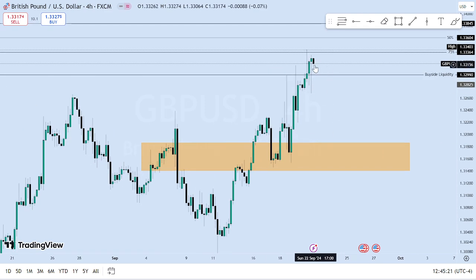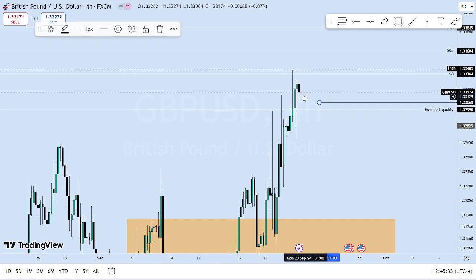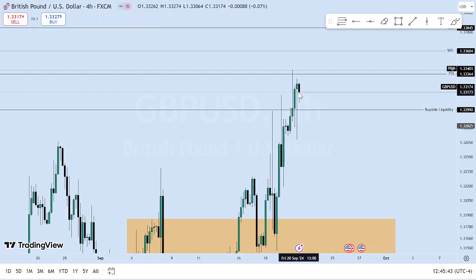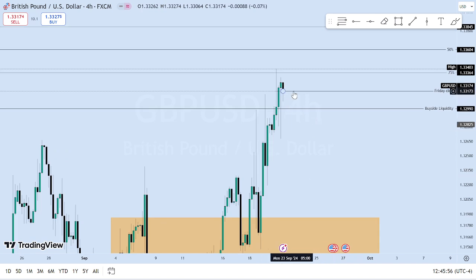Here in the 4 hour, you can see where we closed on Friday. So our Friday close, we closed here, at this level where we see the tiny line. That's where we closed on Friday. So you can annotate it: Friday close.